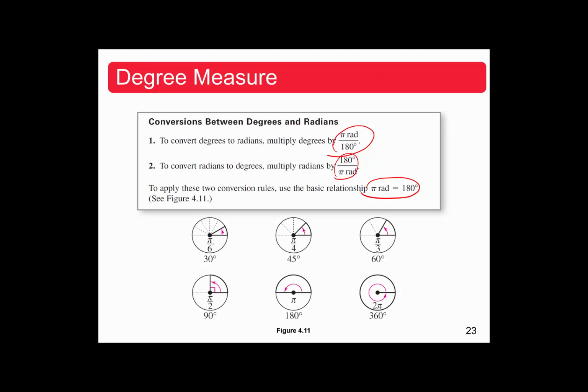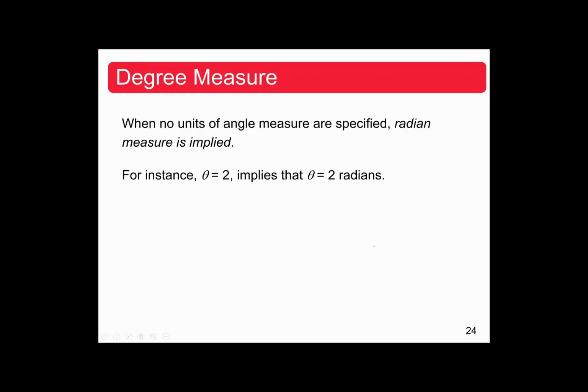So as mentioned earlier, pi over 6 is 30 degrees, pi over 4 is 45 degrees, pi over 3 is 60 degrees, pi over 2 is 90 degrees, pi is 180 degrees, and 2 pi is 360 degrees. Now theta equal to 2 implies, if you don't see the degree symbol, then it must be radians. But sometimes you may see 2 degrees, that means theta equal to 2 degrees. So this symbol makes a big difference.